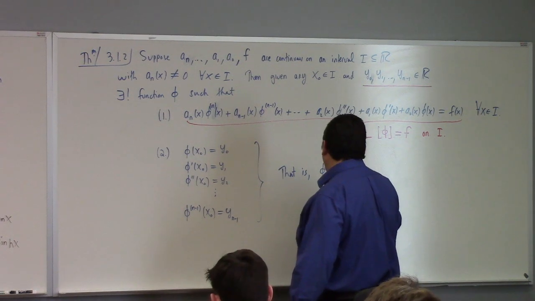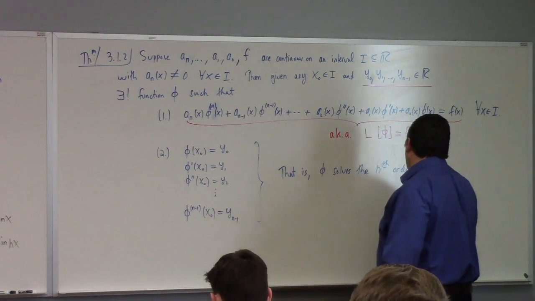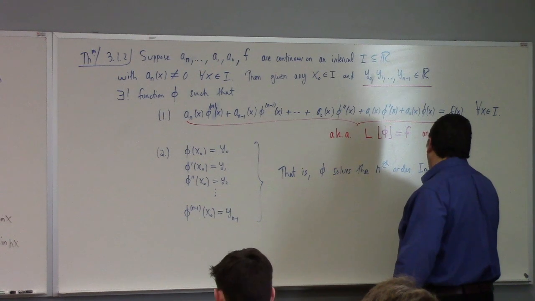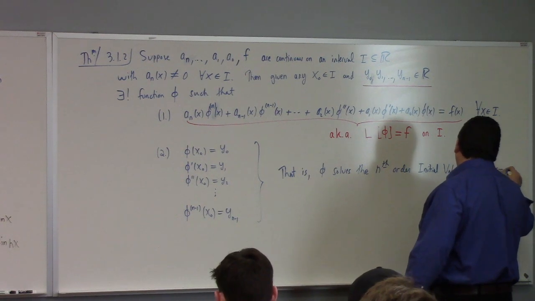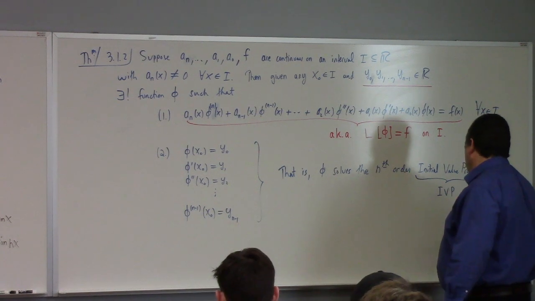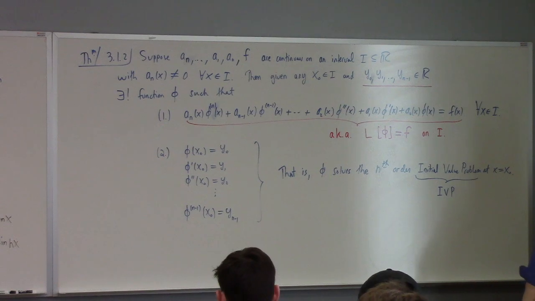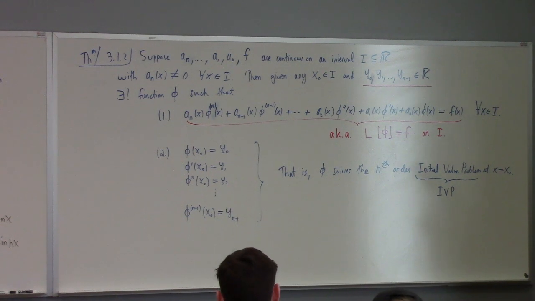phi solves the nth order initial value problem at x equals x naught. I like to write IVP because it doesn't give me joy to spell initial value problem. So IVP, initial value problem. Right. So this theorem says that if you have continuous coefficients and the leading one is non-zero, there exists a unique solution to any initial value problem.